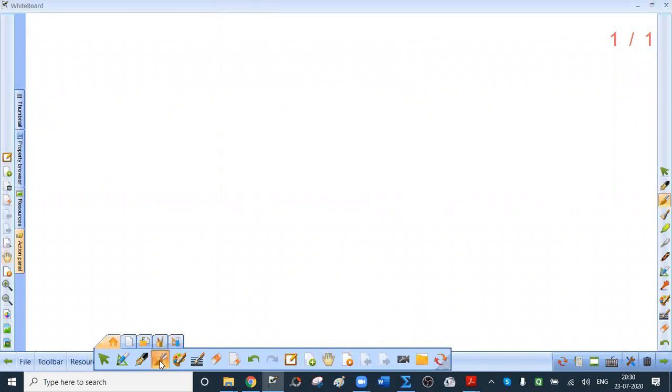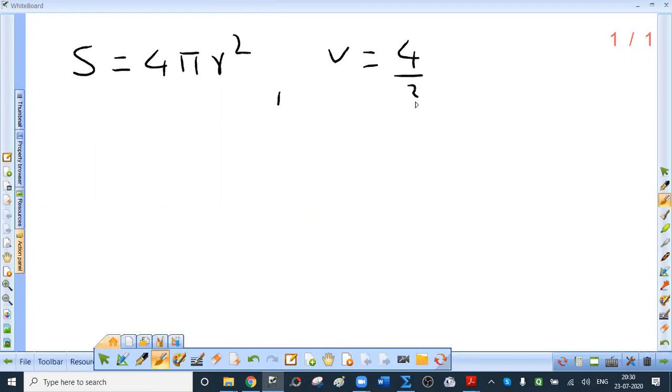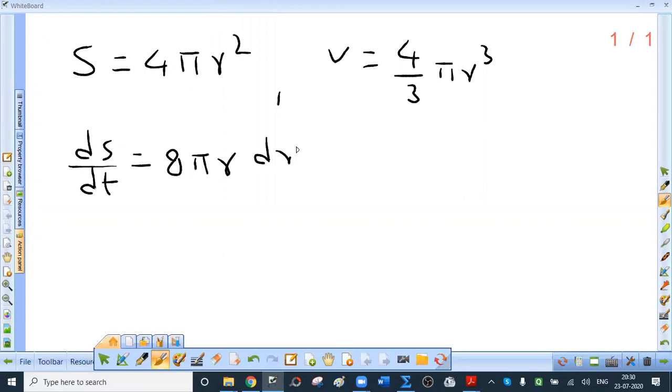See, we already solved one sum of this type. Then S equal to 4 pi r square and V equal to 4/3 pi r cube. Okay. Now here I will write next step on differentiating with respect to t. So ds dt is what? 8 pi r dr dt.